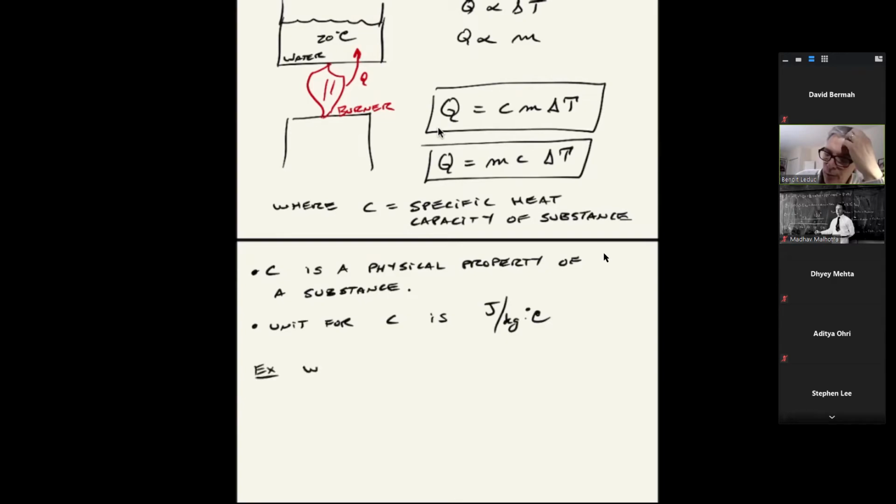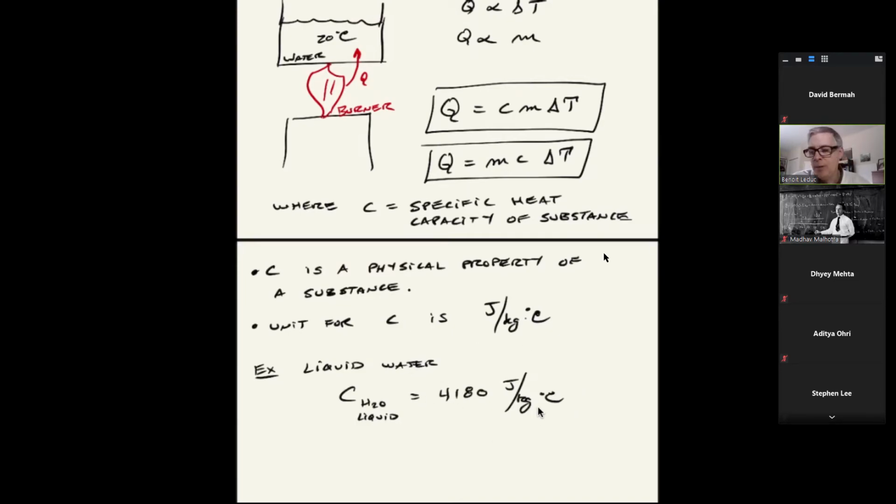Example, liquid water. The specific heat capacity of liquid water is this. Liquid water is a substance that has one of the highest specific heat capacities. Now, what does that number mean here? Just listen to me here.